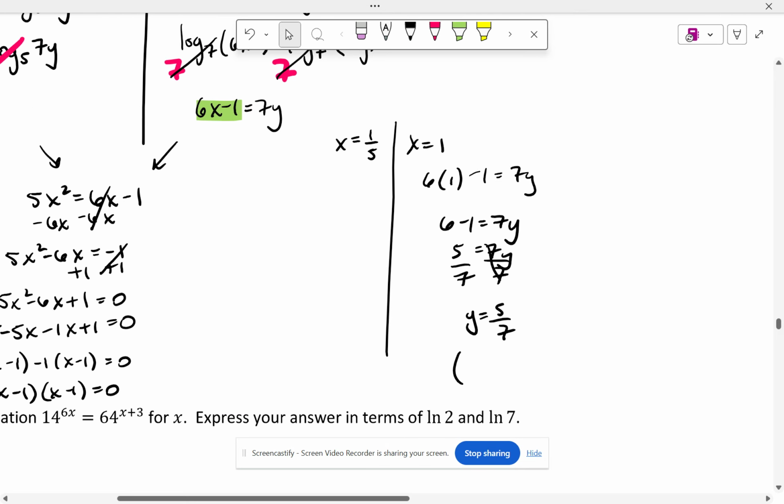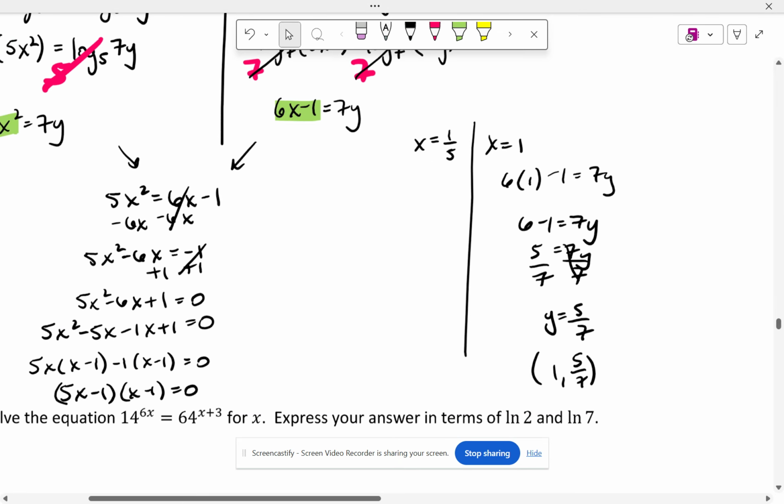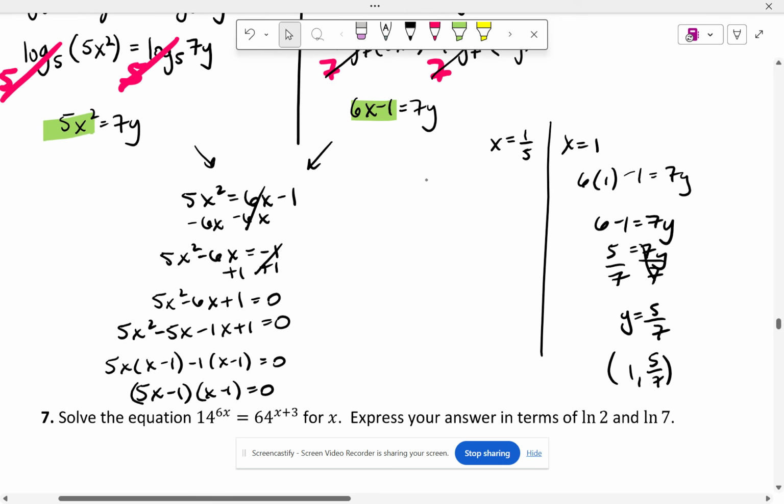Okay, so the first point of intersection is going to be 1, 5/7. Next, which is the one that's going to make the 5 go away? This one.